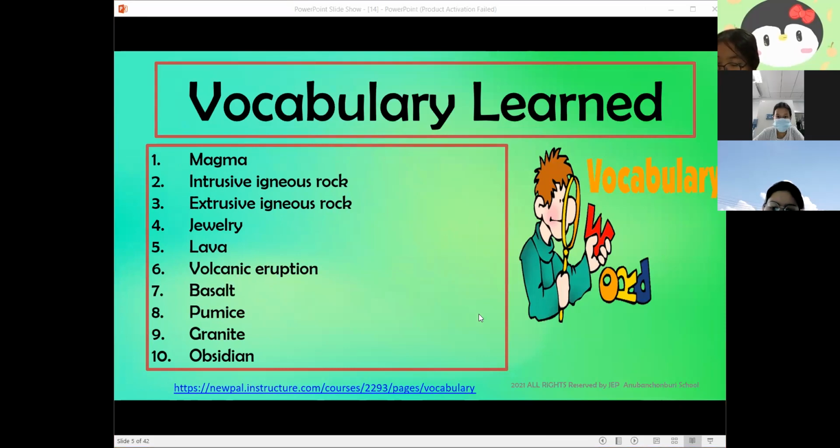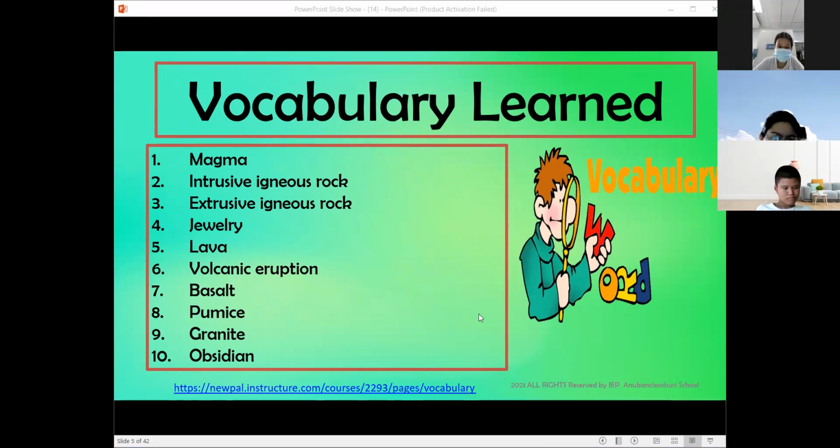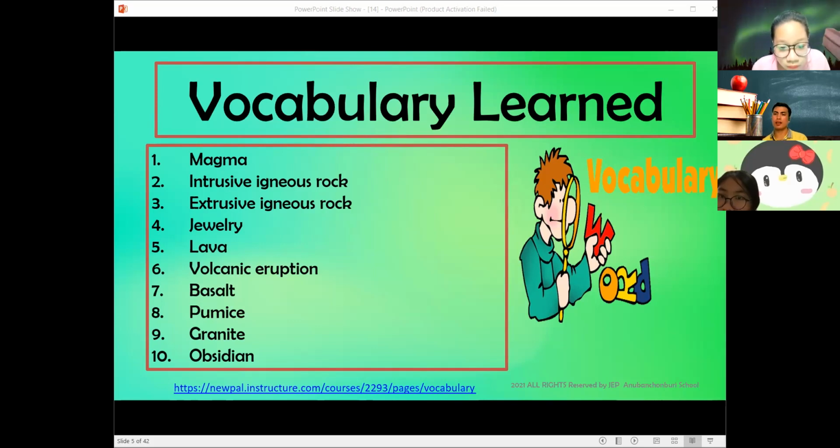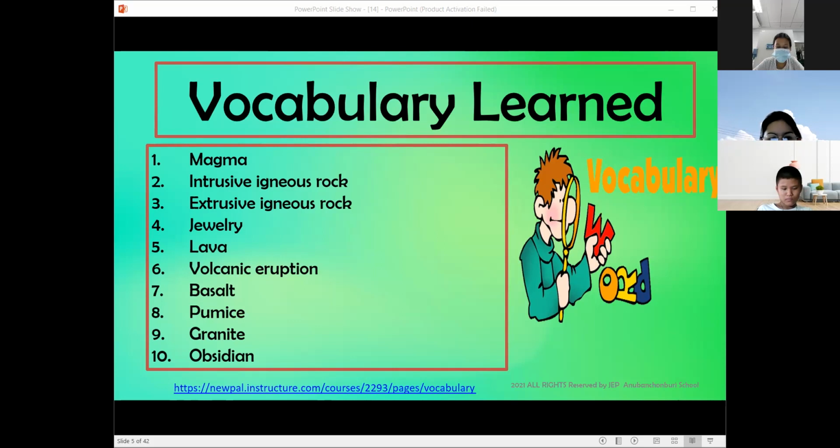What is the difference between intrusive igneous rock and extrusive igneous rock? If you want to answer, you can answer. Are they the same? Intrusive and extrusive igneous rocks, are they the same? What do you think? Anybody? Do you want me to call your names? If nobody will answer, this is very simple. What is the difference between an intrusive igneous rock and extrusive igneous rock? I thought we're done studying this. And I think I'm correct when I said that we're done studying this.